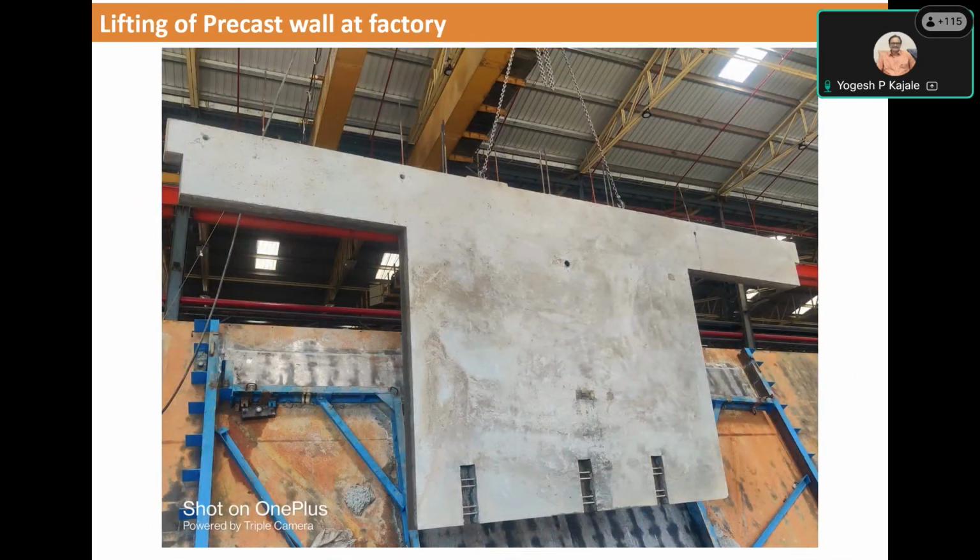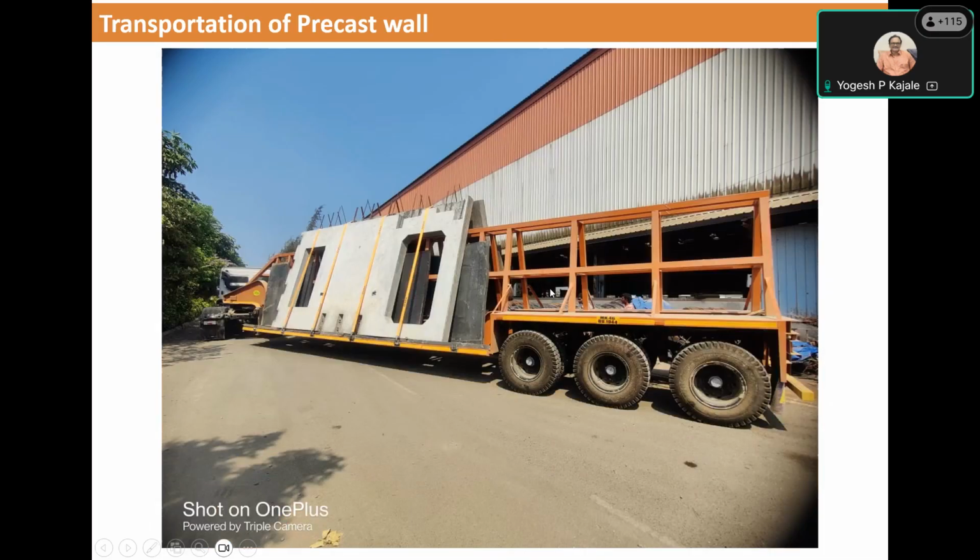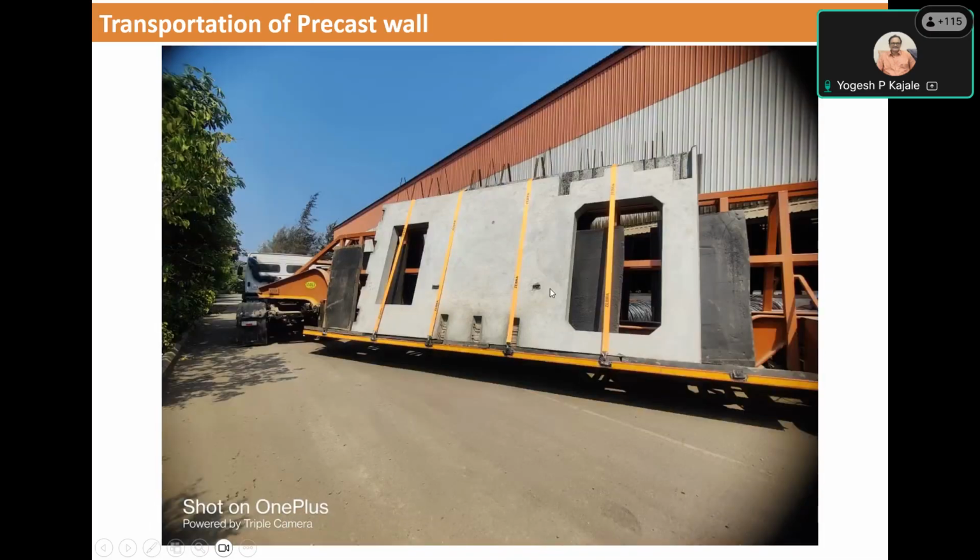So different types of elements, the weight of the elements varied from 4 ton to 10 ton. 10 ton was the maximum weight of an element which we used on this building. Then the special arrangement for shifting and transporting the elements.